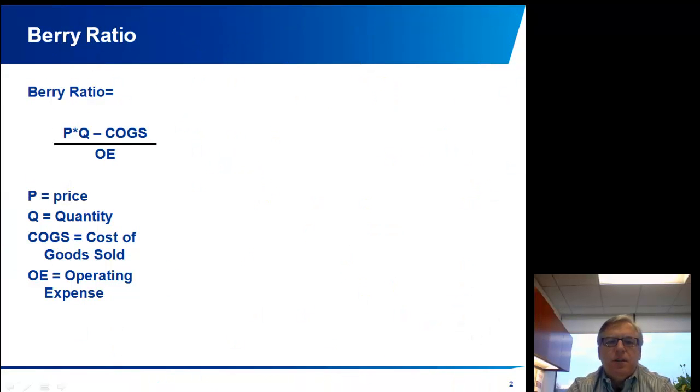In this slide you can see the definition of the Berry ratio. It's equal to essentially the gross profit divided by the operating expenses. And mathematically in this formula we think of the gross profit as the revenues, which is the price times the quantity of goods you sold, less the COGS, and that divided by OE for the operating expenses.